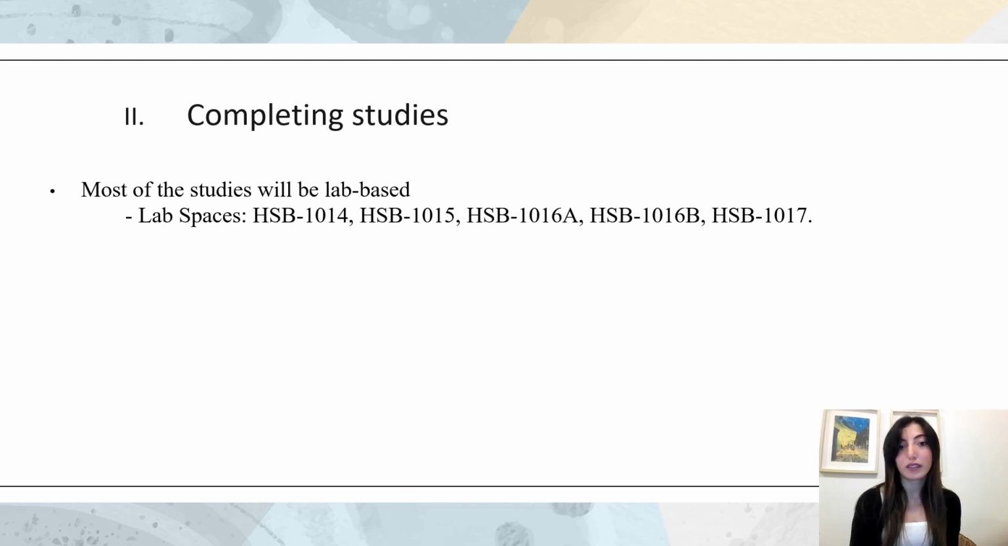Inside HSB 1013, you will find all of these different locations. We have 2 computer labs, which are HSB 1014 and 1015. We have multi-purpose rooms, which are HSB 1016A and B. And we have an eye tracking lab, which is HSB 1017. The point is, if you have a lab-based study, just come to HSB 1013, which is at the HSB building at the corner after the Psych 101 or the Psych 102 classroom.